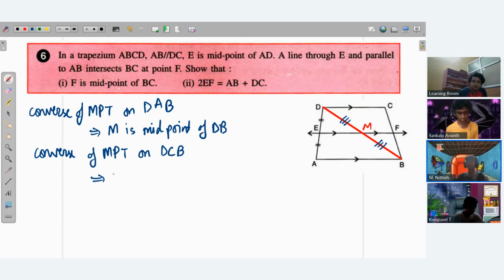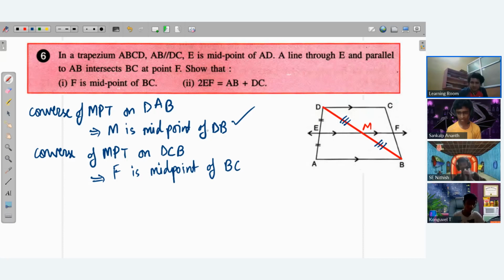The midpoint theorem is so fun, sir. So how did you find M is the midpoint of DB, sir? From this side, E is the midpoint and it's parallel to AB. We first showed M is a midpoint because of, again, the converse of the midpoint theorem on triangle DAB. What is the converse of the midpoint theorem, sir? Same way, when you have a triangle and you start a parallel ray from a midpoint, it is going to hit the midpoint of the other side. That is called the converse of the midpoint theorem.